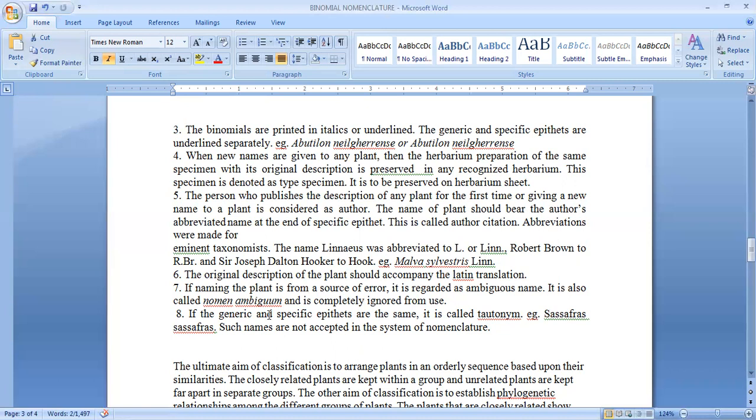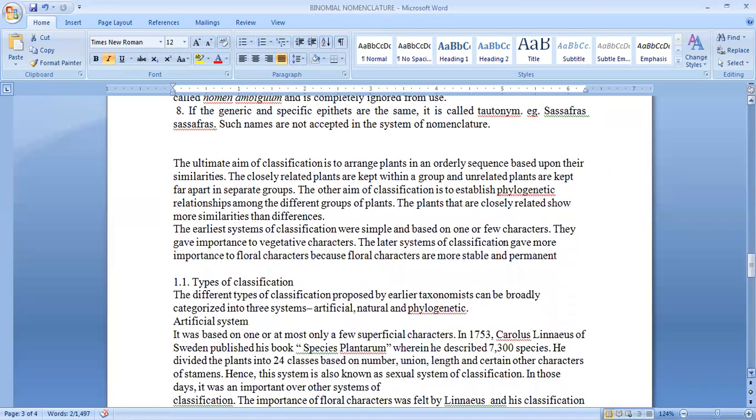Now if the genus and the species are the same in a name you come across, it is called a tautonym. That means Sassafras is the genus and Sassafras is the species. But again, such names are not accepted in nomenclature. So these are some of the rules of the International Code of Botanical Nomenclature.